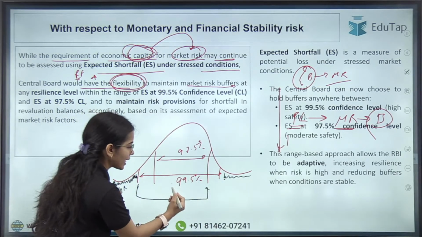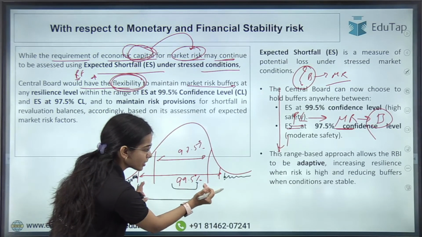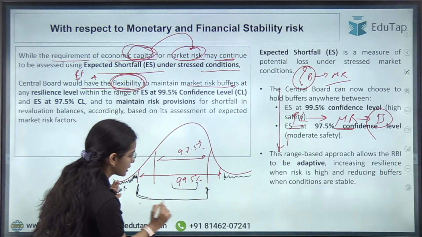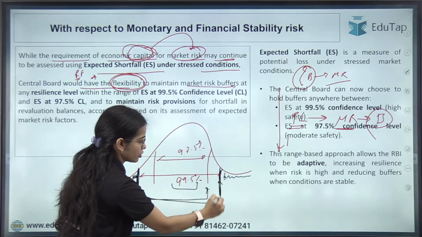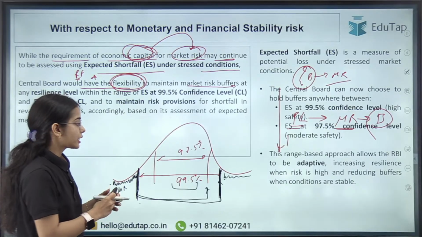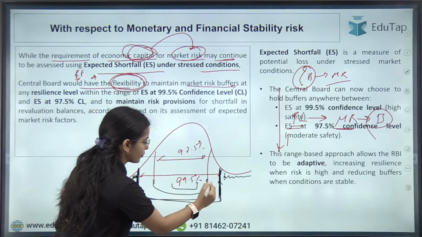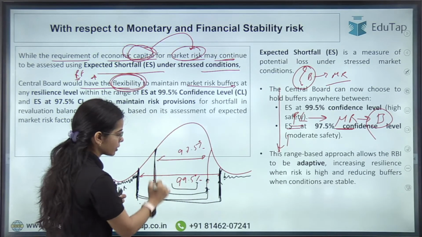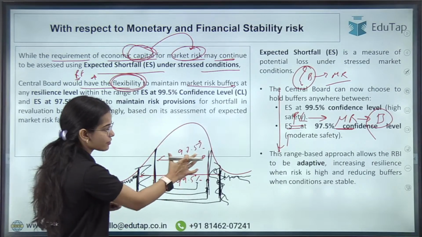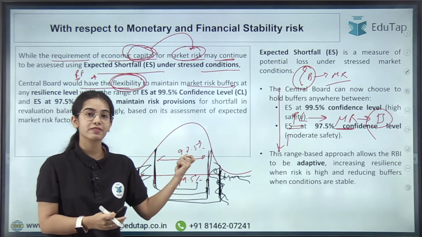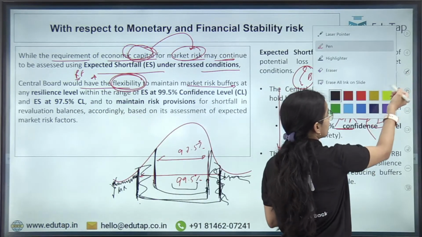For the market risk, 99.5% means this is the high confidence level. The RBI is very confident that the RBI will be able to handle the problem, because a lot of buffers are maintained. This is the buffers that are maintained at the high confidence level. Now let's say that the buffers are not maintained at the 99.5%, the buffers are maintained at this level, that is 97.5%. So if the market risk is coming till here, 97.5% of the buffers are maintained at the 97.5% of the confidence level. That means moderate safety is there with the RBI. So this is the basic idea.